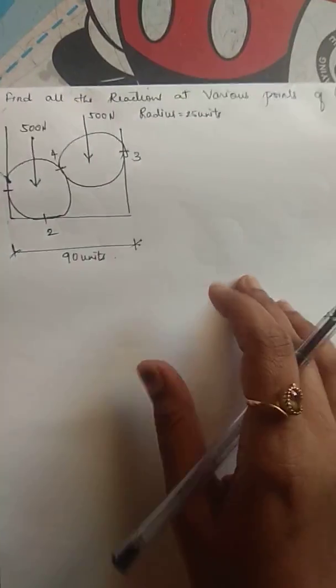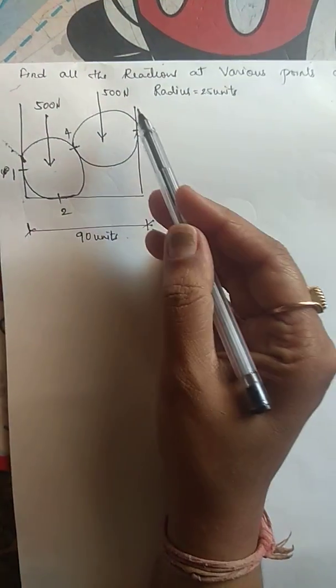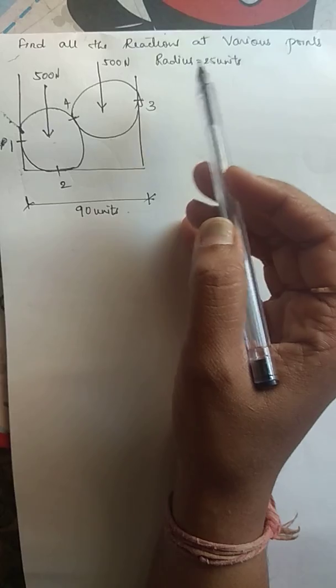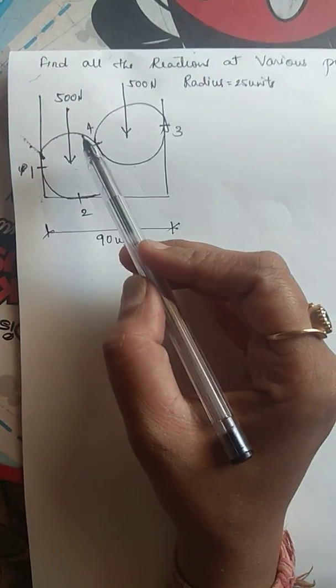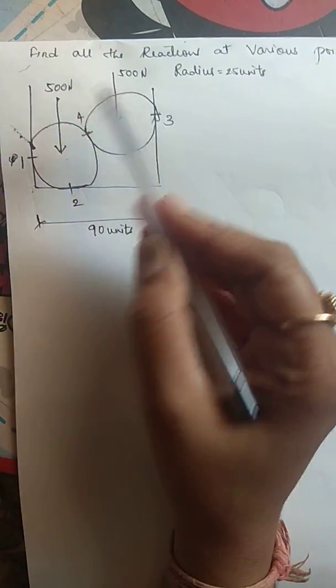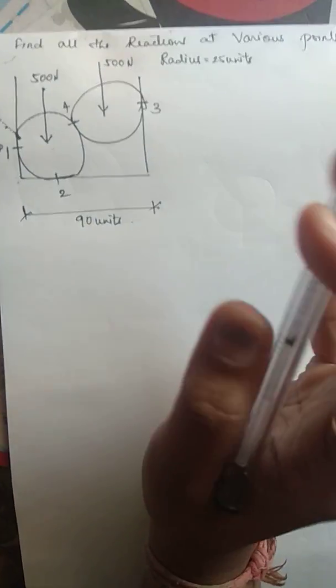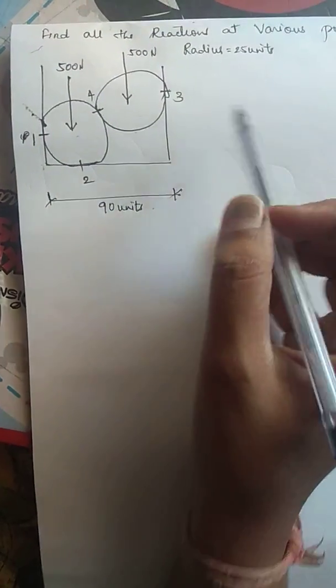Hello. So next we take up another two roller numerical which are placed into a trough, that is nothing but a container. Both the rollers are identical, so they have their radius given as 25 units, and because they are identical, the weights are 500 newtons. They are placed in a trough as shown. So find the reactions at various points of contact.